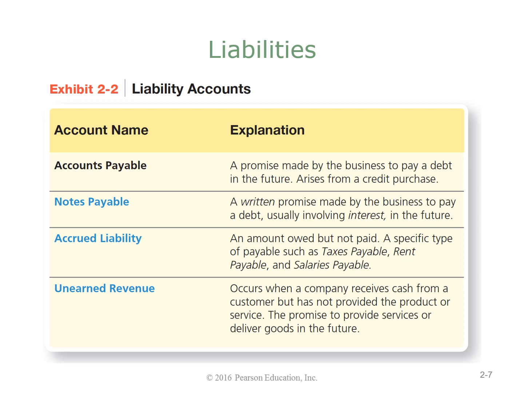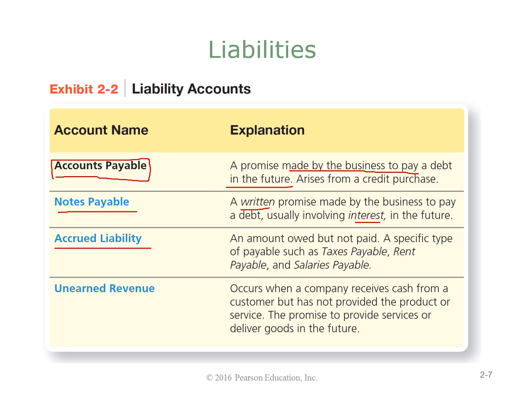Liabilities. The most famous liability account is accounts payable, a promise made by the business to pay a debt in the future, and it arises from a credit purchase. We purchased something but we didn't pay for it yet. Notes payable is the same, but it is written and includes interest, and normally it is for a longer period of time than accounts payable.